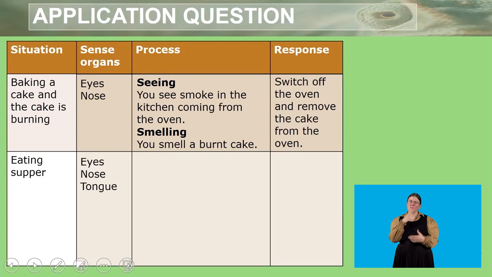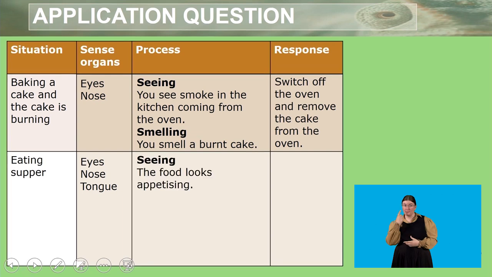And in our last situation, you are eating supper. So in that situation, which sense organs are involved? We have the eyes, the nose, and the tongue. In which processes are these sense organs involved? Your eyes are involved in the process of seeing. You are going to see that the food looks appetizing.